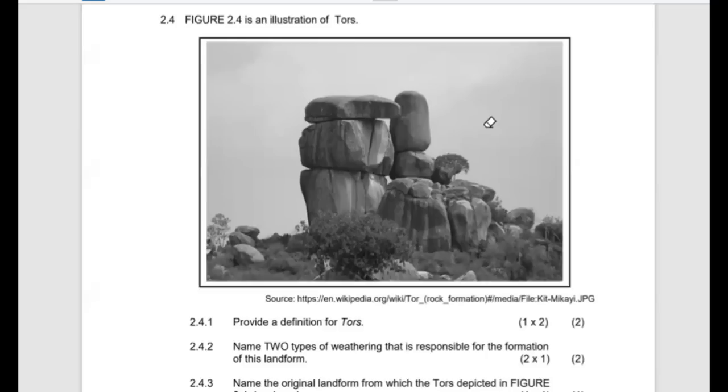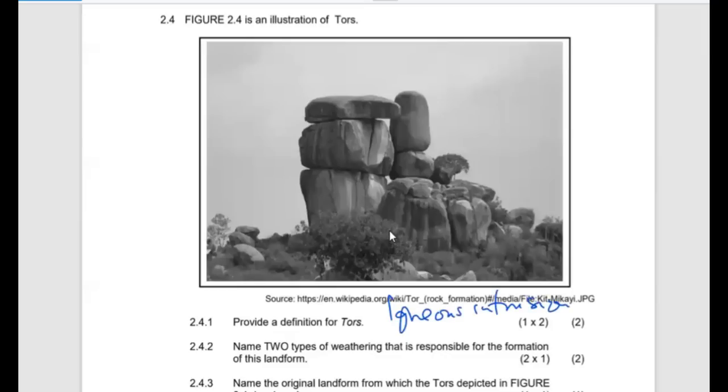So basically, as you are seeing there, it's balancing core rocks. Core rocks or core stones, one on top of the other, which are balanced. And they originate from massive igneous intrusions. This is a landform resulting from igneous intrusion.